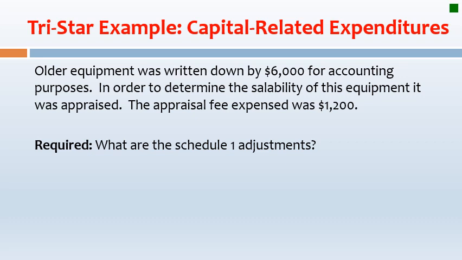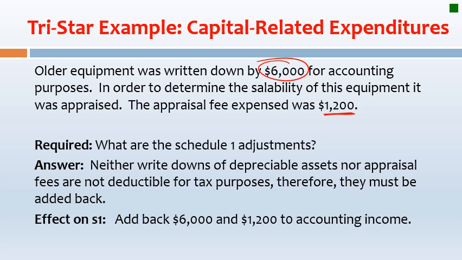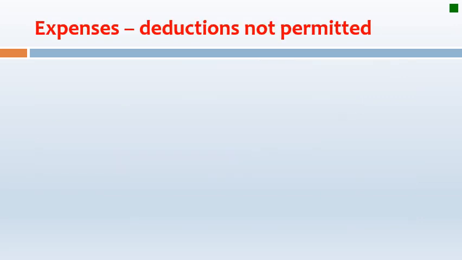So we had older equipment that was written down by $6,000 for accounting purposes. In addition to that, in order to determine the saleability of the equipment, can we sell it or not, the equipment was appraised. The appraisal fee was $1,200 and it was expensed for accounting purposes. How is this going to work for tax purposes? Do we have to adjust on the S1? Of course we do. Neither of these things are deductible for tax purposes, so you've got to add both of them back. The effect on the S1, add back $6,000 and $1,200 respectively to our accounting income. Easy.